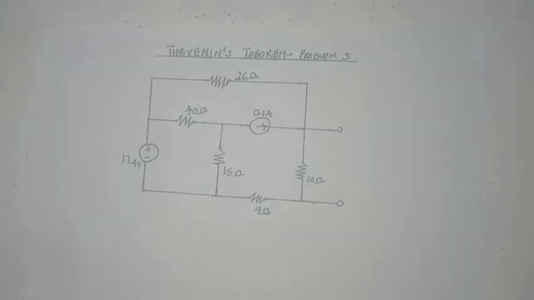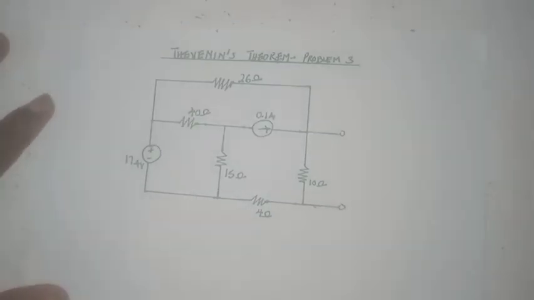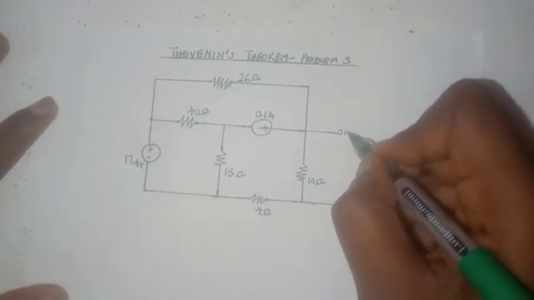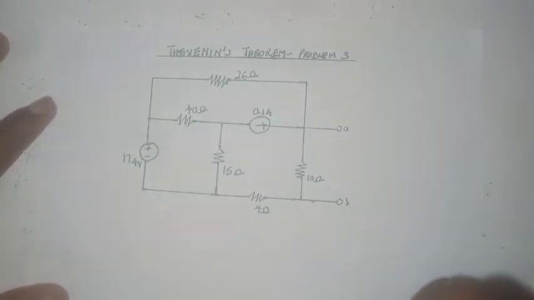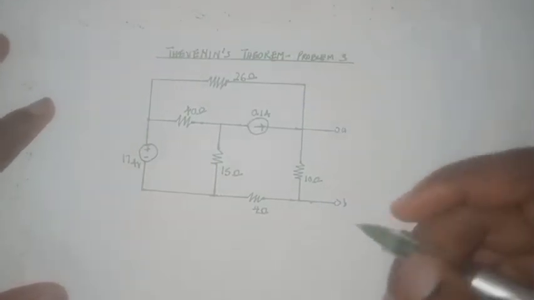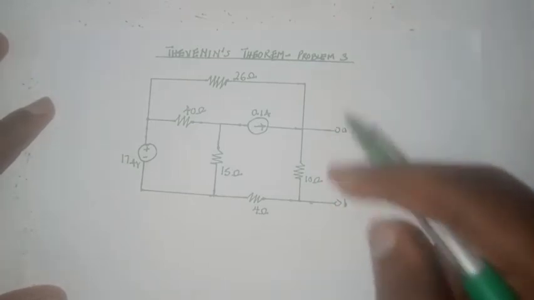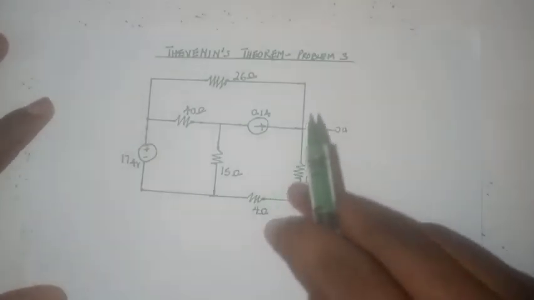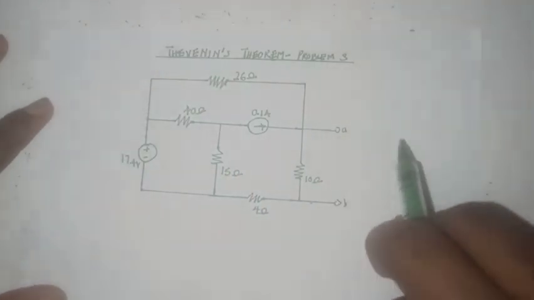Hello and welcome. In this video, we want to find the Thevenin equivalence of this circuit through the terminals A and B. In order to do that, we need two components: the open circuit voltage VTH and the equivalent resistance of the circuit when all the independent sources are turned off, RTH.